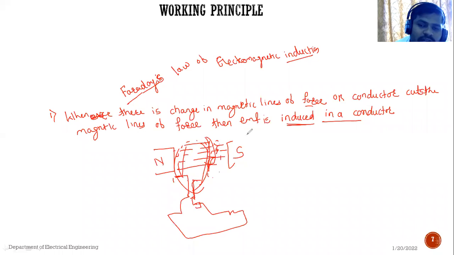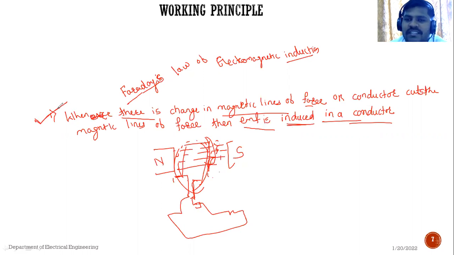राईट नो? सो सी, whenever there is a change in that magnetic field मध्ये काहीतरी चेंज होतोय, or conductor cuts the magnetic lines of force, then EMF is induced in a conductor, that is dynamically induced EMF. It should be present in that conductor. So this is the statement of Faraday's law of electromagnetic induction. That is first one statement, and on that statement the DC generator working principle should depend. What is the second statement? Second statement काय आहे?